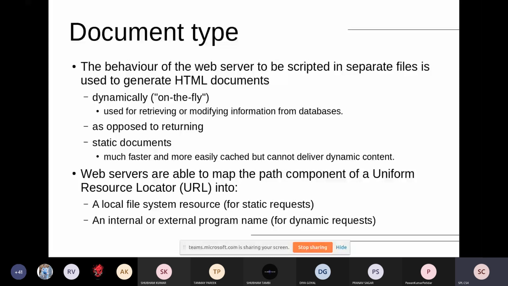On-the-fly documents, or dynamic servers, are used for retrieving or modifying information from databases as opposed to returning static documents. Static documents are much faster and more easily cached, but cannot deliver dynamic content, something that changes. That is not the case with static documents. So web servers are able to map the path component of a URL into a local file system resource if it's a static request, or if it's a dynamic request, then into internal or external program names.